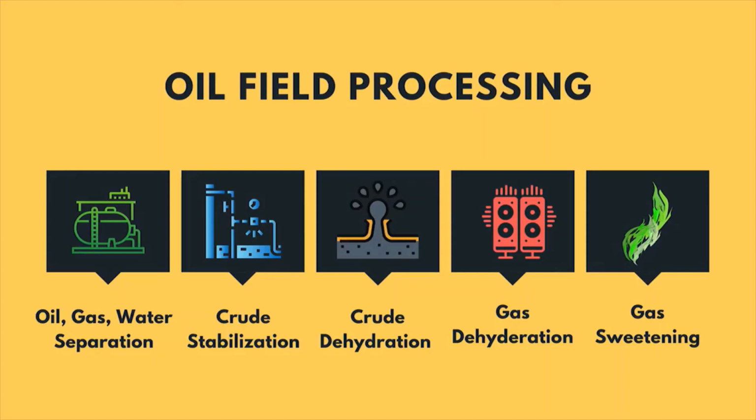The very first step, oil, gas, water, they are separated. Then the crude is stabilized. To understand more, I'll cover that in the subsequent slides. Then the third step is the removal of water from crude oil, which is known as crude dehydration. Similarly, water is removed from the natural gas, which is known as gas dehydration. Finally, the gas is sweetened, which means the impurities are removed.